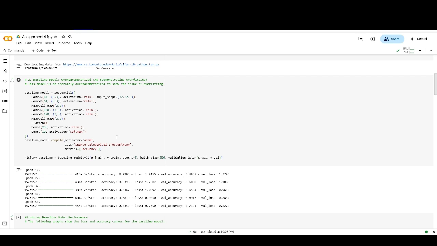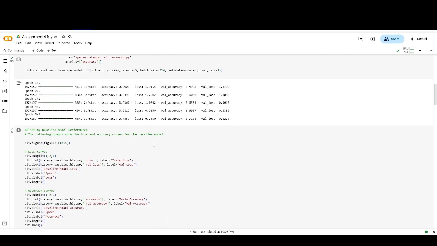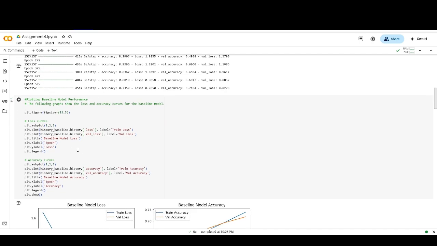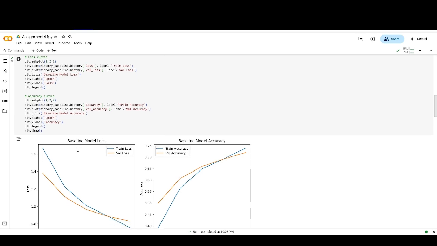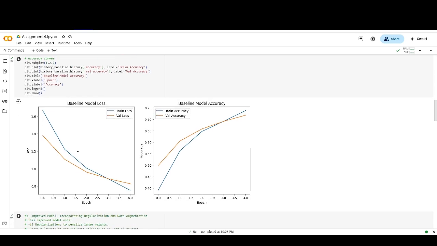So here I use the Adam optimizer and a common loss function for multi-class problems. This model is then trained for 5 epochs. After training, I plotted graphs to show how the model did. One graph shows the loss, like how far off the predictions are during training and validation. And another graph shows the accuracy, like how many predictions the model got right for both training and validation.